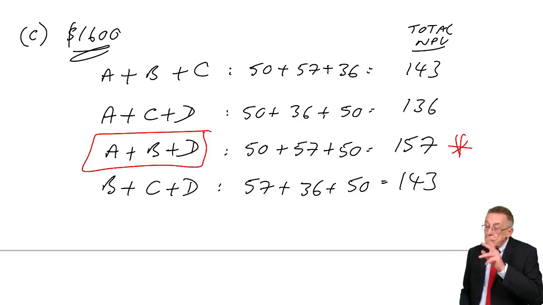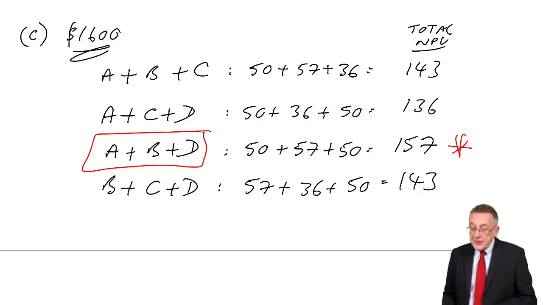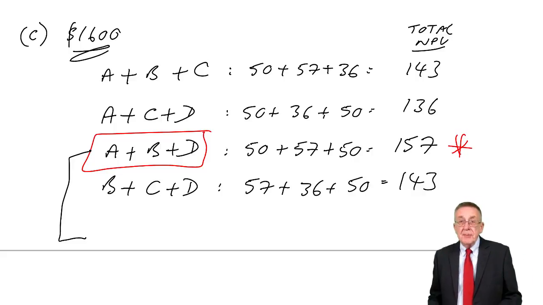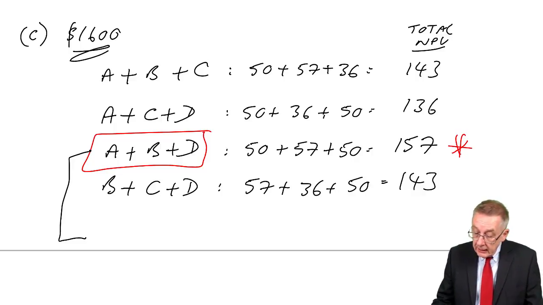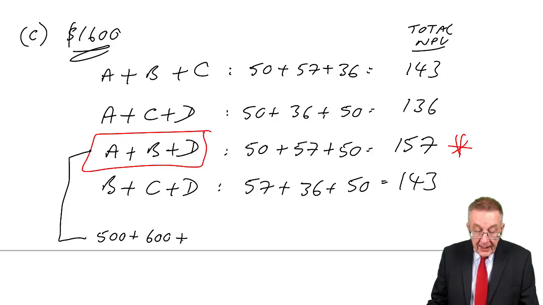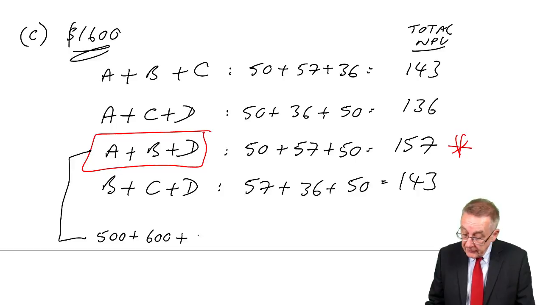Secondly, now this worries some people, although A, B, and D is the best, how much capital investment would be required? To do A needs 500, to do B needs 600, to do D needs 400.